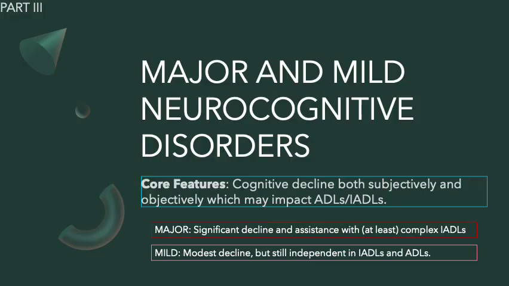And now on to part 3, where we'll spend the bulk of our time talking about major and mild neurocognitive disorders. The core feature here is cognitive decline, both subjectively and objectively, which may impact ADLs and IADLs. To differentiate between them, major neurocognitive disorder has significant decline and assistance is required with at least complex IADLs. Mild neurocognitive disorder has modest decline, but individuals are still independent in IADLs and ADLs.